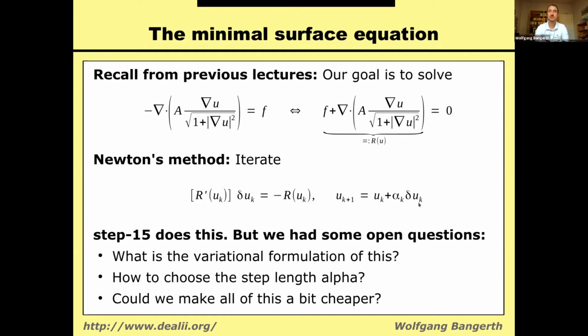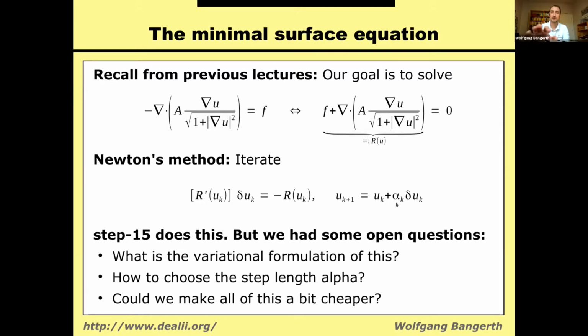Or if you want to be on the safe side, you're going to add what's called the step length, alpha k, in here. So step 15 does this, but not particularly well, or let's say there are some open questions. The first one is, what is the variational formulation of this problem here? We need to come up with a weak form of this for the finite element method, and it turns out to be not so trivial to actually get to it. And I'll show you how this R prime looks, and you will understand why maybe we don't want to compute it by hand.